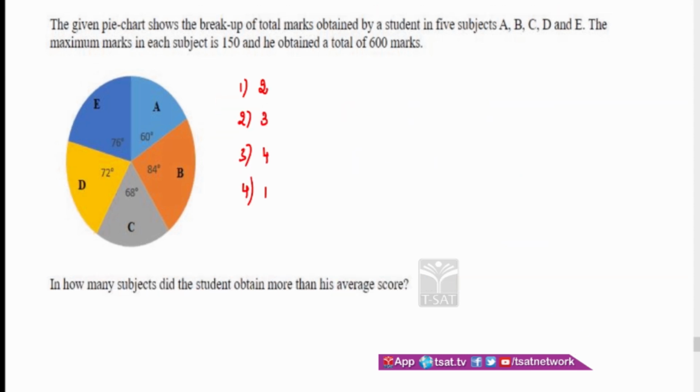Look at the same graph again. He's asking you in how many subjects did the student obtain more than his average score. So don't find out the average score. Don't do 600 by 5. Just do 360 and count how many sectors there are: 1, 2, 3, 4, 5 sectors. So the average is 72 degrees. In how many subjects did he get more than the average? Therefore 84 is more than the average. 76 is also more than the average. Therefore only 2 subjects. Answer is 2.